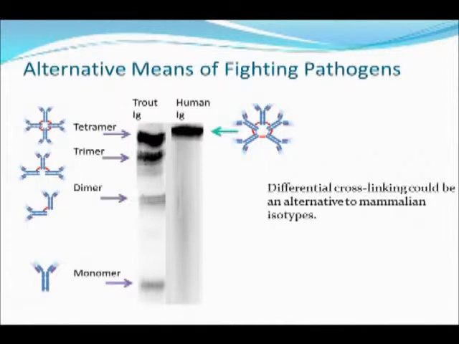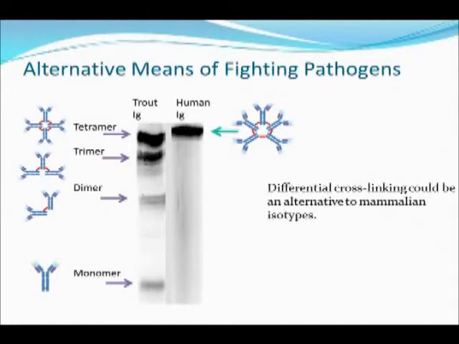Now, if we run these different structures after I boil on a gel, what you can see is you get four banding patterns. You get the tetramer, trimer, dimer, and monomer in fish. In contrast, the mammalian IgM is much more simple. It's always fully bound at all times. So you just get one band, even if you boil it.